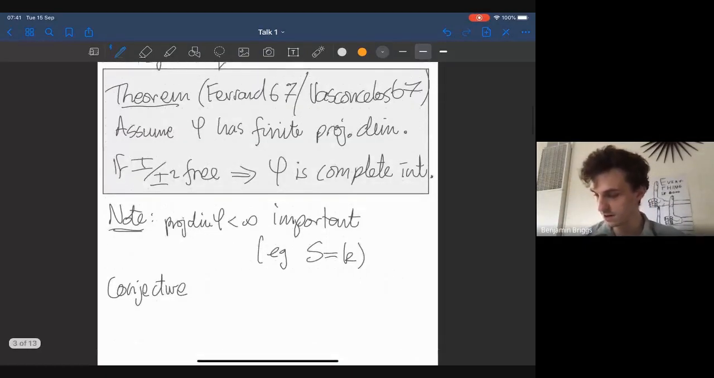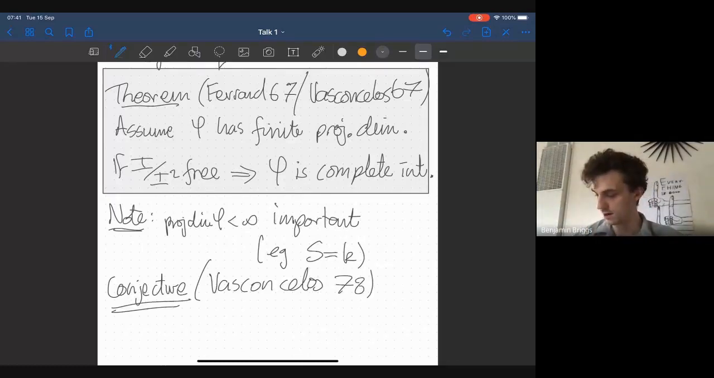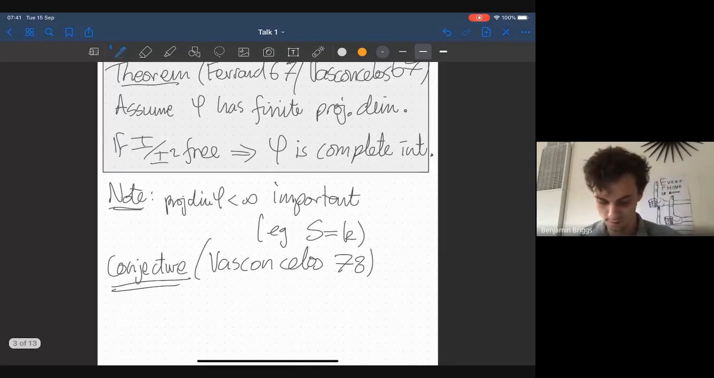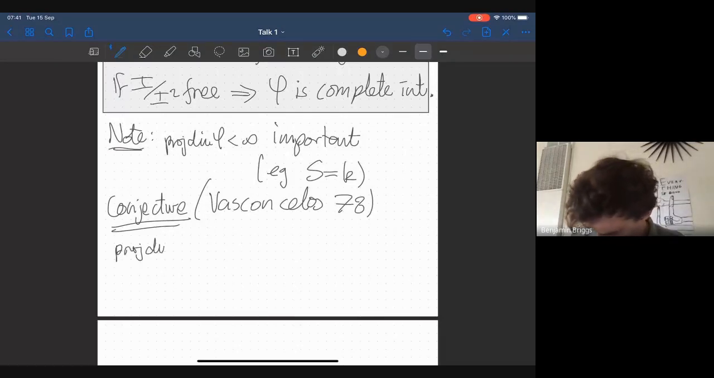Vasconcelos continued to think about this, and eventually in 1978, based on various evidences that he had accumulated, he made the following conjecture. So again, projective dimension of phi should be finite, just as a background assumption.